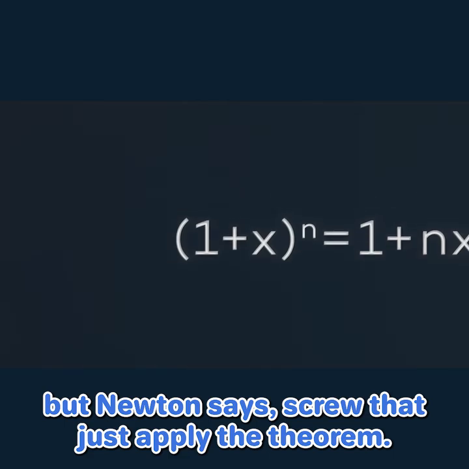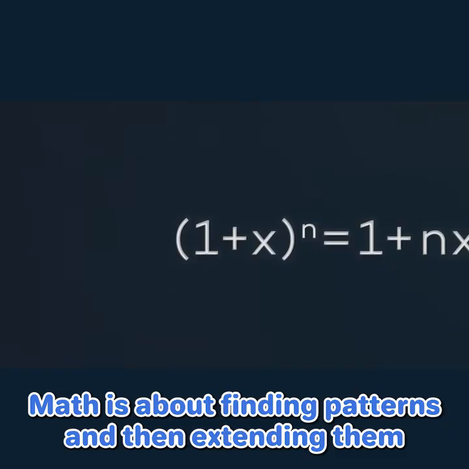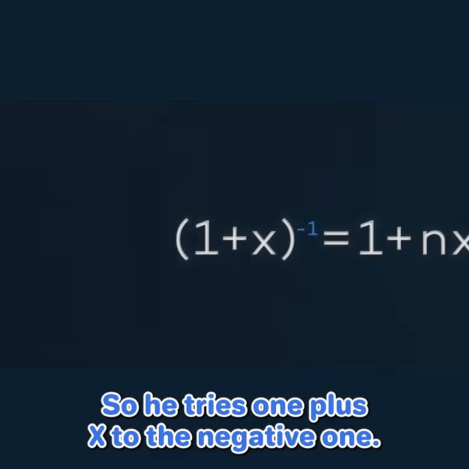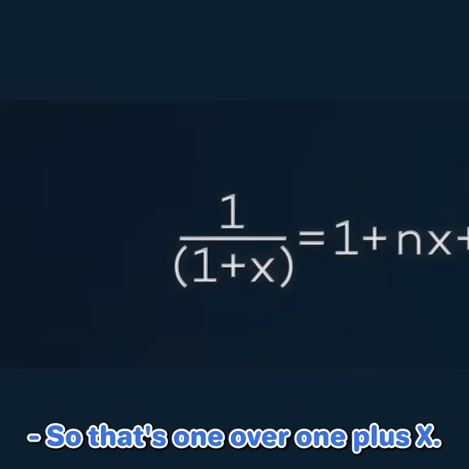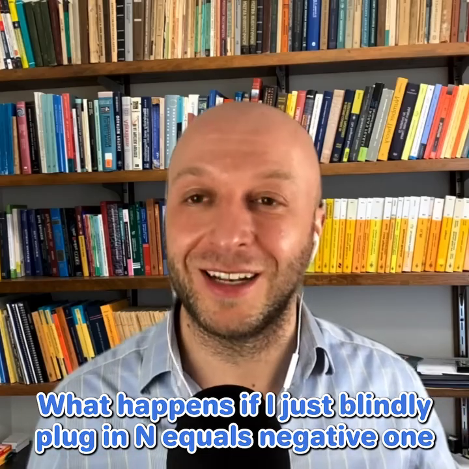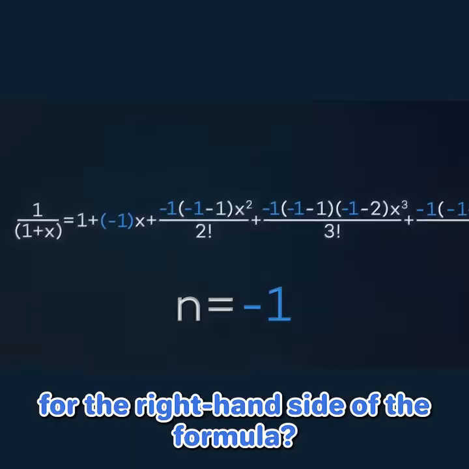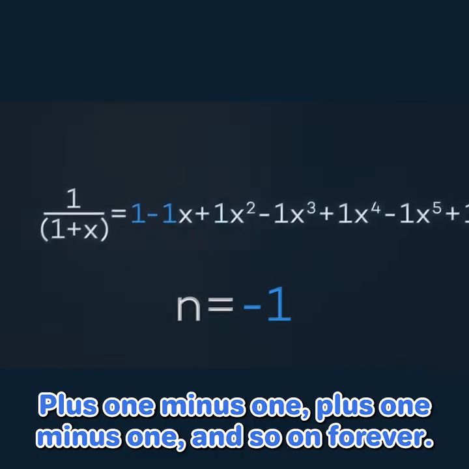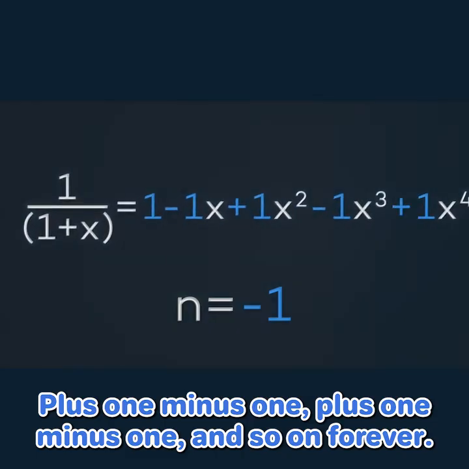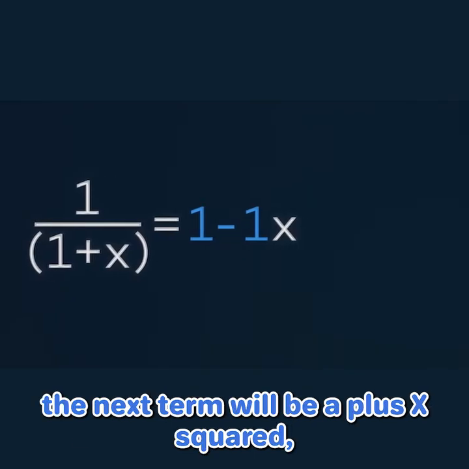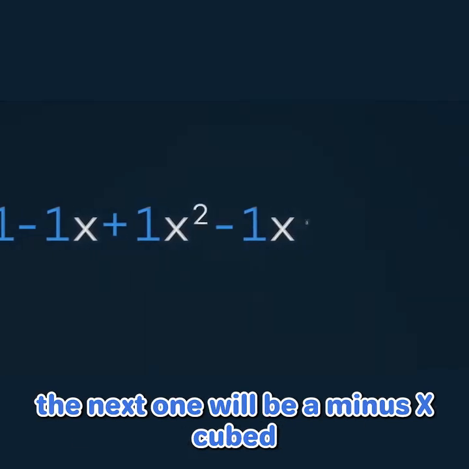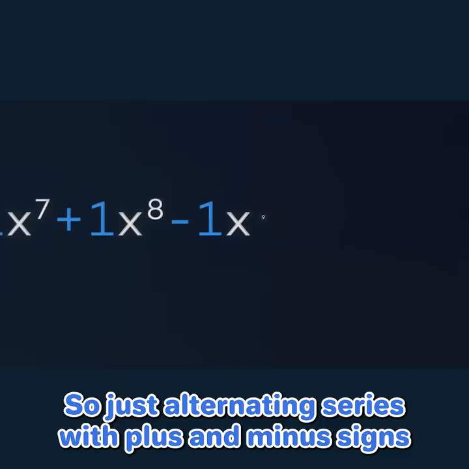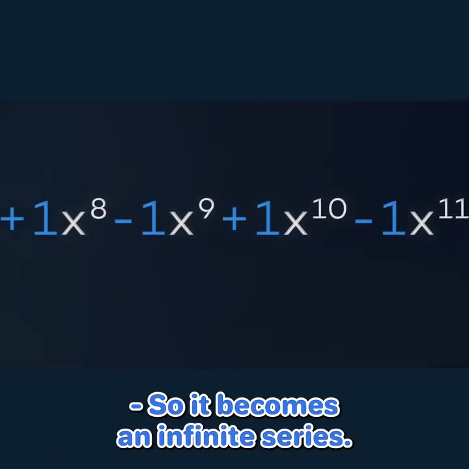Just apply the theorem. I mean, math is about finding patterns and then extending them and trying to find out where they break. So he tries 1 plus x to the negative 1. So that's 1 over 1 plus x. What happens if I just blindly plug in n equals negative 1 for the right-hand side of the formula? And what you get is the terms alternate back and forth. Plus 1, minus 1, plus 1, minus 1, and so on forever. So that's 1 minus x. The next term will be a plus x squared. The next term will be a minus x cubed, plus x to the fourth, minus x to the fifth. So it's just an alternating series with plus and minus signs as the coefficients. So it becomes an infinite series.